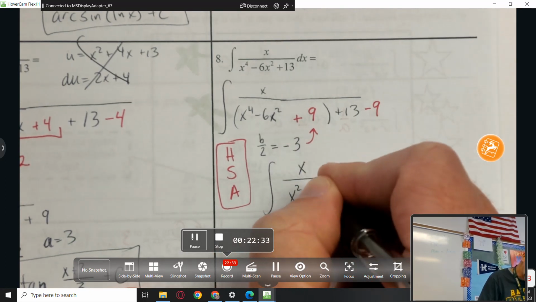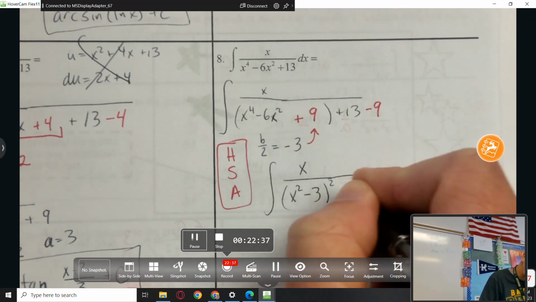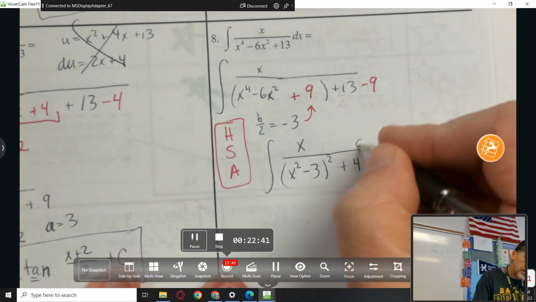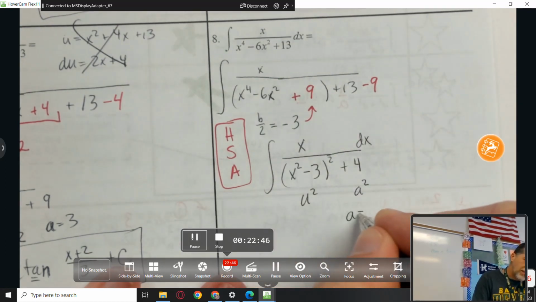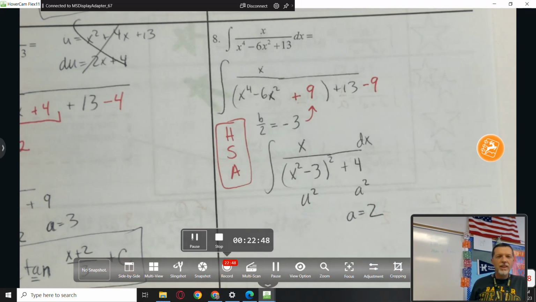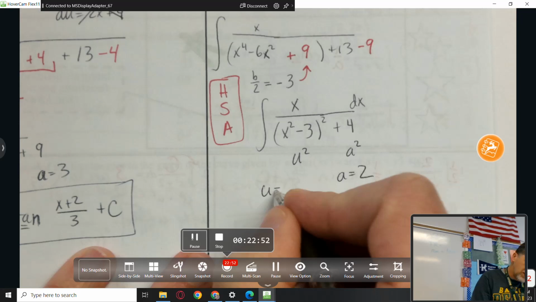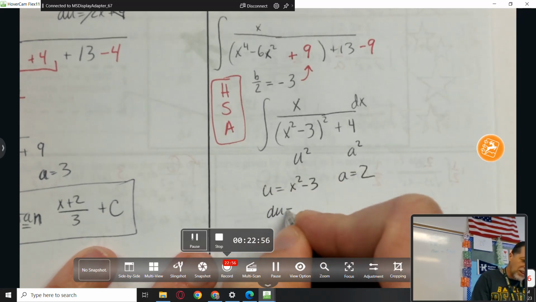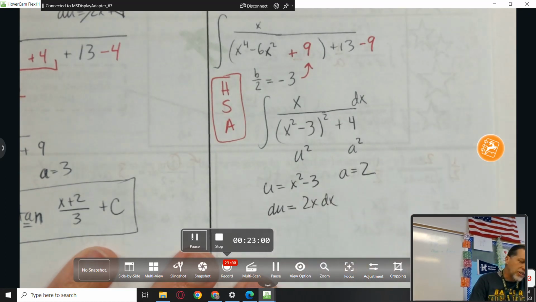So I still think this is going to work, because the perfect square now is (x squared minus 3) squared plus 4, dx, so that's u squared and a squared. They rigged it so that a was easy. U not so much. X squared minus 3. What's du? 2x. And now we understand why there was an x in the top.